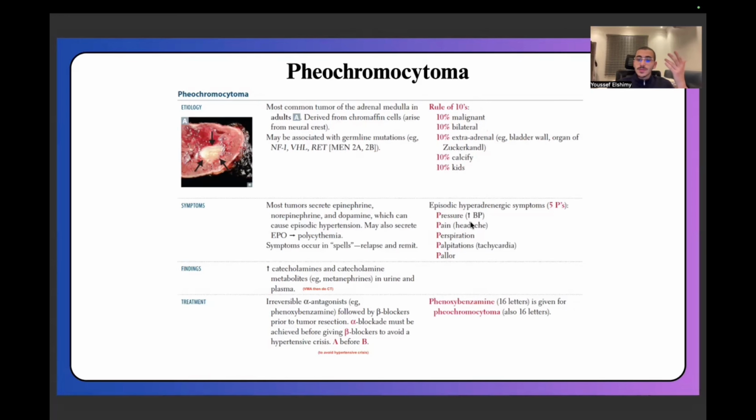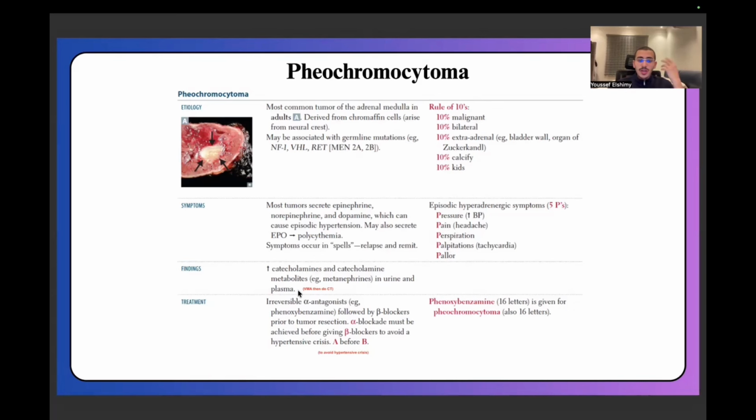So what would be the symptoms? You have the five Ps. We have increased blood pressure, you have pain, headache pain because of the increased pressure in the skull, as well as perspiration, which is sweating, as well as palpitations because of the epinephrine acting on the heart, as well as pallor because of the systemic vasoconstriction. So these are episodic, they're not constant. Whenever the tumor secretes the epinephrine and norepinephrine into the bloodstream, these episodes happen.